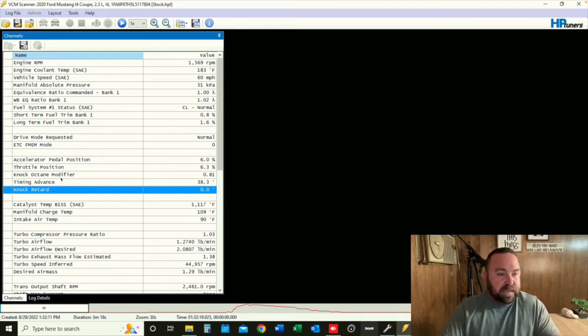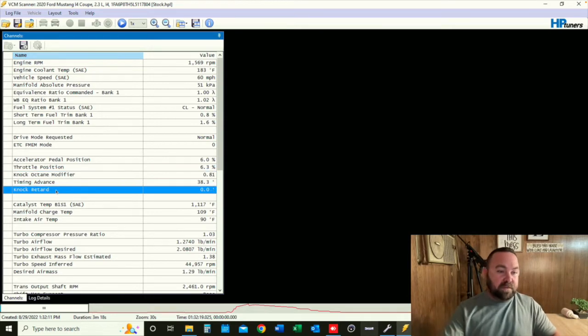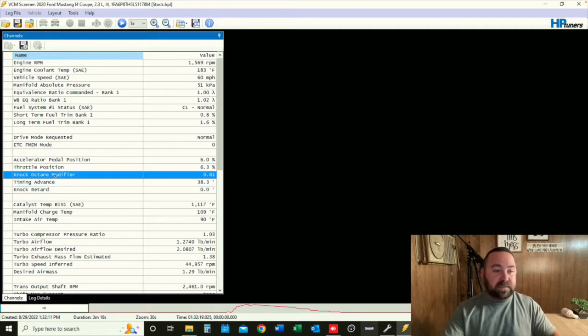Let's see, and I guess you could consider the knock octane modifier as its long-term knock trim. Does that make sense? This will be the short term. It'll add a little bit, and then depending on how high this gets, the knock octane modifier adds a permanent change to that, and you're in a higher timing table from the get-go. The baseline moves up or down.